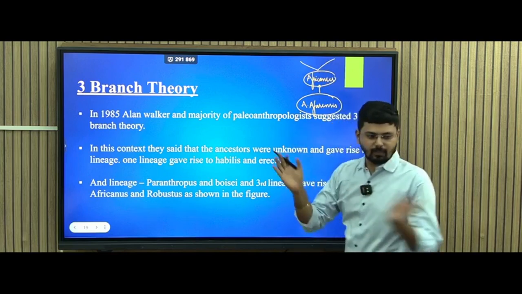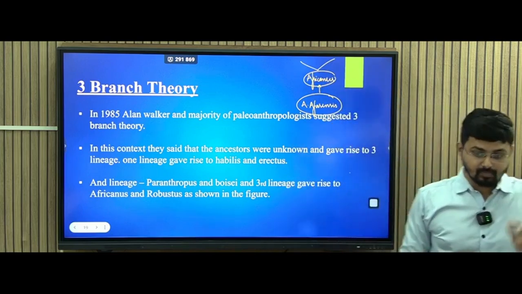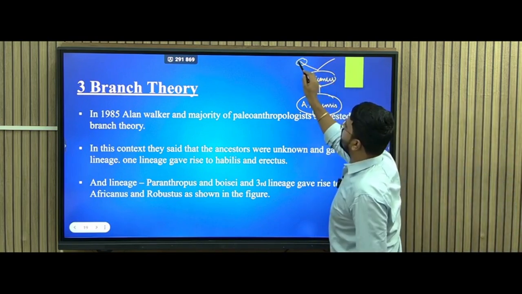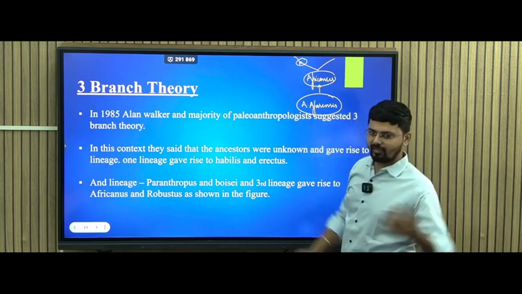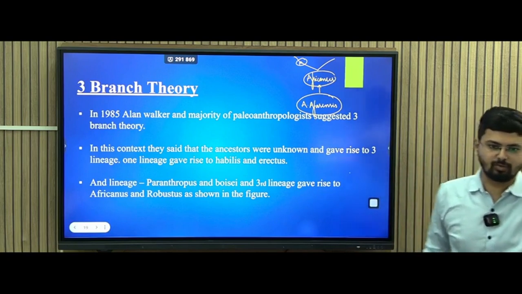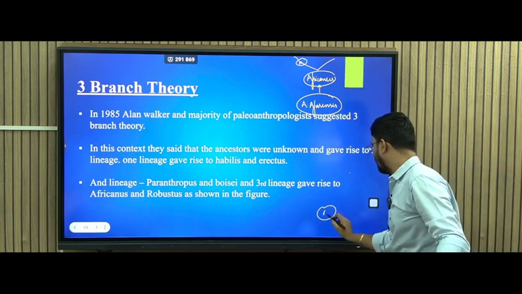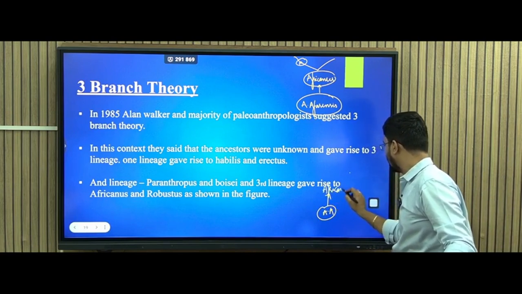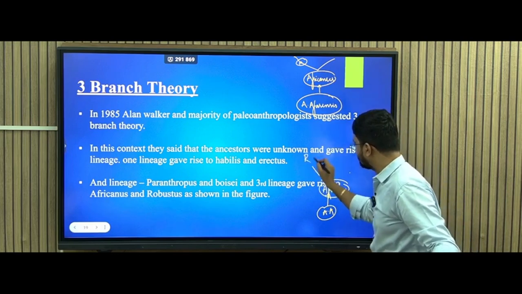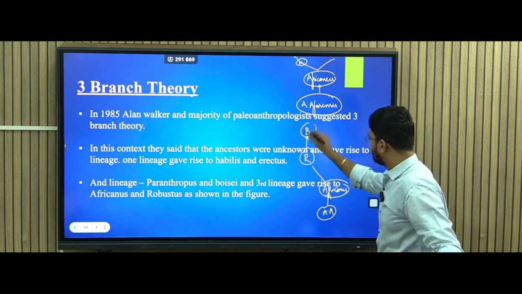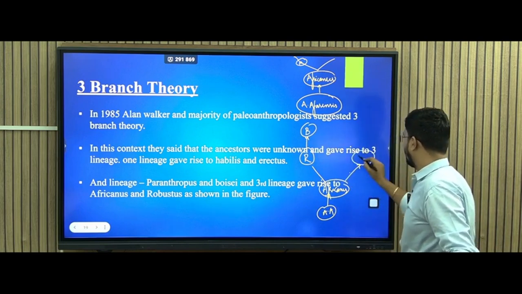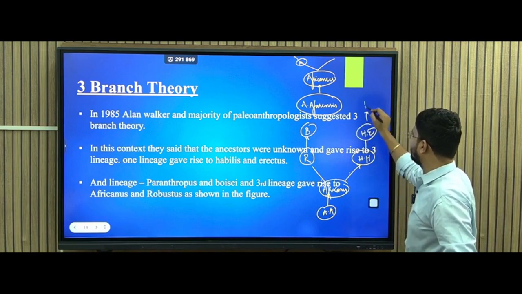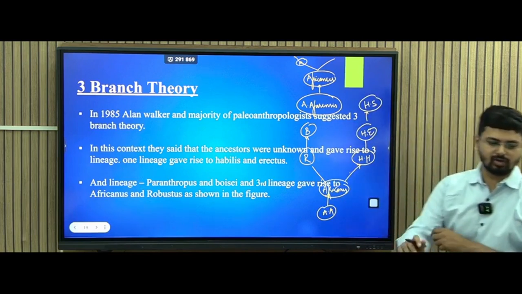Then the split happens. On one side you will have robustus and boisei, and on the other side all the Homo habilis, Homo erectus, Homo sapiens. So I'll draw here afarensis, then from here comes africanus, then from here you have robustus, then you have boisei. On the other side you have Homo habilis, Homo erectus, then Homo sapiens. This is also a two branch theory. There are two versions.